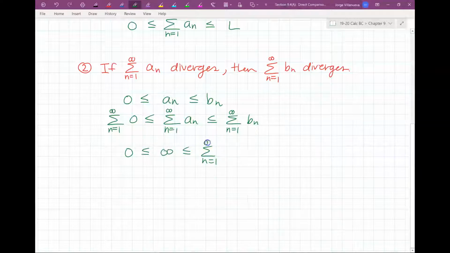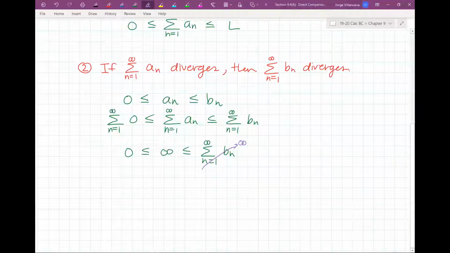And then we don't know what happens to b sub n, but if the sum as n goes from 1 to infinity of b sub n has to be greater than or equal to infinity, then what must the sum of b sub n be? It must be infinite, right? So this must mean that this thing is going to infinity as well. So it diverges. Does that make sense? So they're forcing each other to have specific values. So if the middle diverges, the outer diverges. If the outer converges, the inner converges.